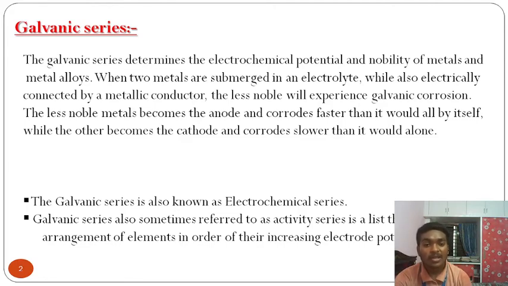When two metals are submerged in an electrolyte while also electrically connected by a metallic conductor, the less noble metal will experience galvanic corrosion. The less noble metal becomes the anode and corrodes faster, and it undergoes oxidation. The other becomes the cathode and corrodes slower. It will also undergo corrosion, but as a slower process.